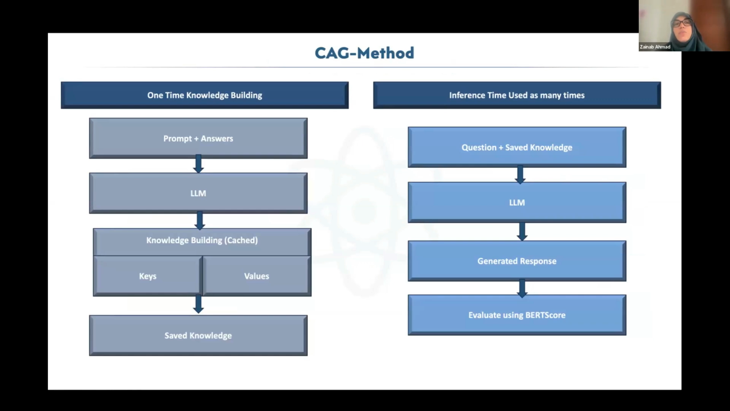Here we have CAG. For CAG, we first build our knowledge base. For that, we prompt with all the answers we have in our dataset and pass it to the LLM to generate our knowledge, which will be stored as key value pairs. At inference time, we provide the question along with the saved knowledge to the LLM, and the LLM will use that knowledge and generate a response. That generated response will be evaluated using BERTScore.